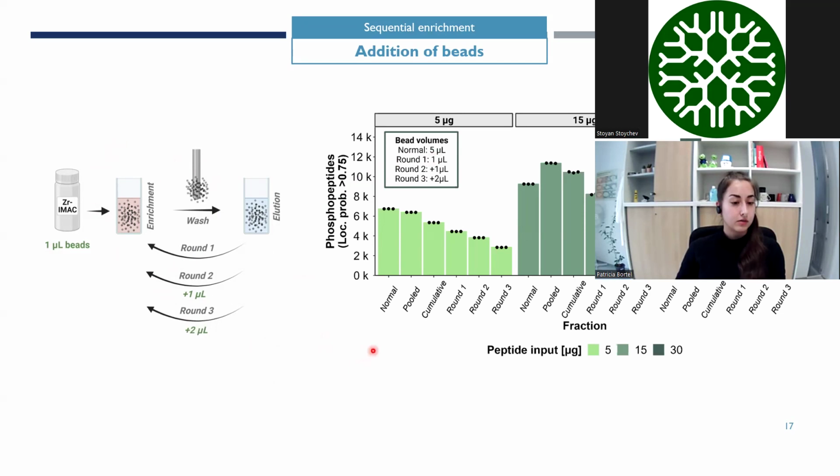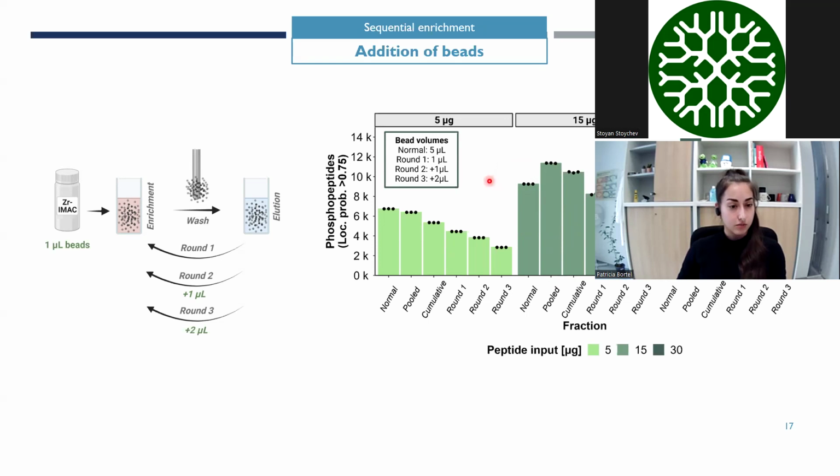And we compared this sequential approach with a normal enrichment, so just doing one round with 5 microliters of beads. And we also compared it to the cumulative approach. So here we tested it again with the separate eluates as well as with the pooled eluates. And we saw that we can get a significant gain when using this sequential strategy with increasing bead volumes. So this pooled sequential approach was superior to a standard enrichment when starting with input amounts of at least 15 micrograms. So here you can see that the pooled approach is better than the normal as well as the cumulative for 15 and for 30 micrograms.